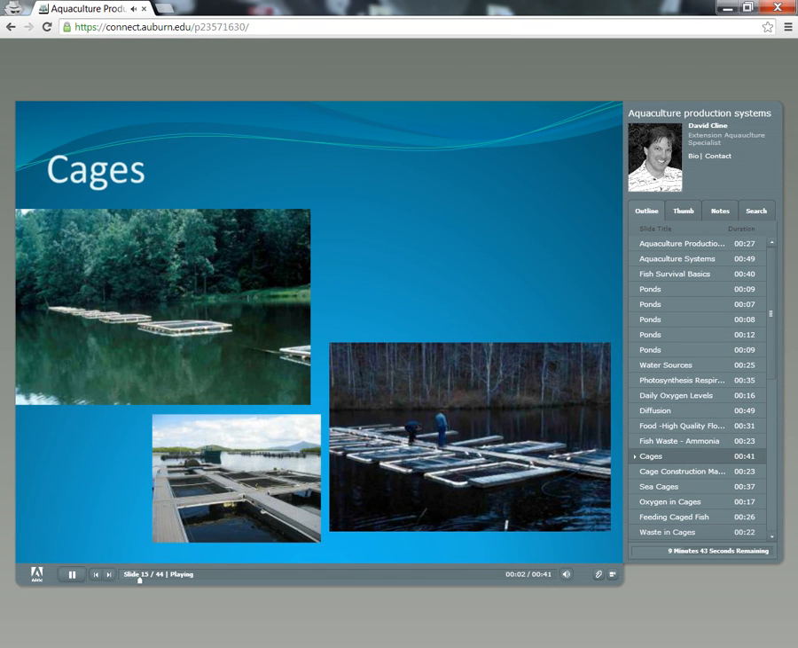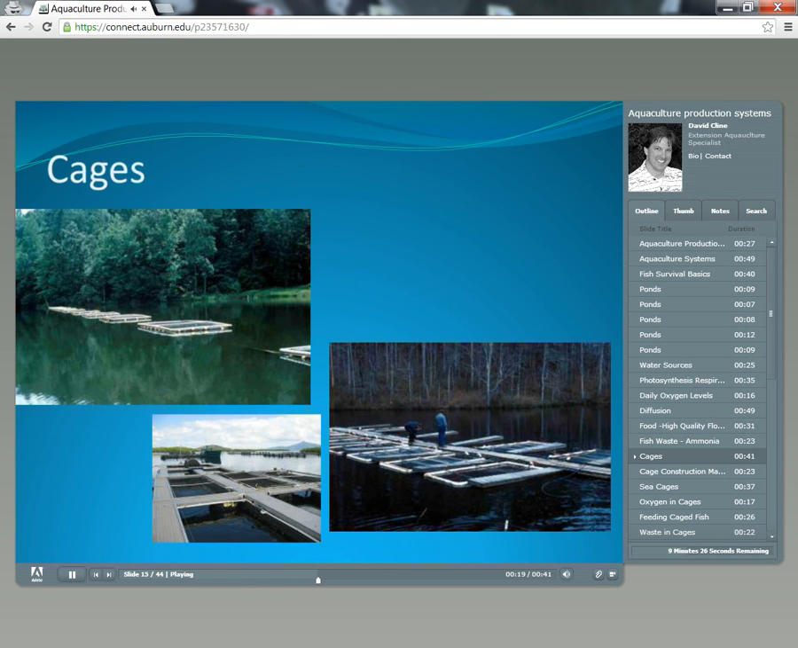Cage culture is the next level of intensity. The advantages of cage culture include the ability to easily stock, feed, treat, and harvest the fish. The disadvantages include increased vulnerability to predators and the rapid spread of disease should one occur.